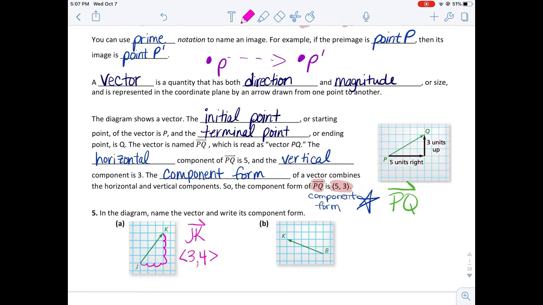So I'm going to give you a moment to try 5b. We'll hit pause if necessary and give you a chance to write the name of the vector and its component form.